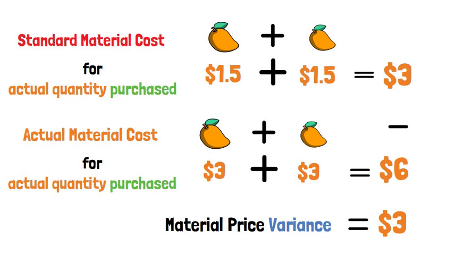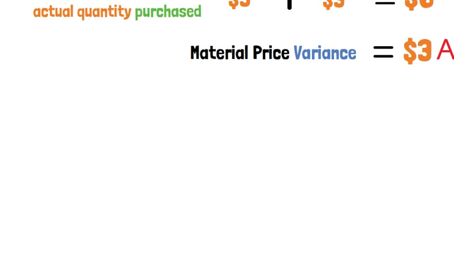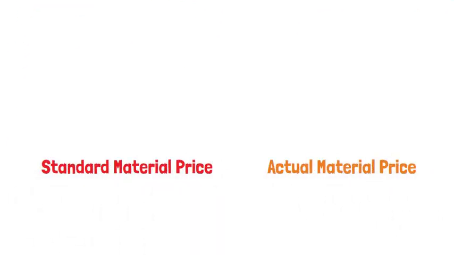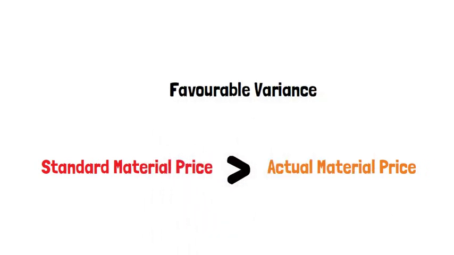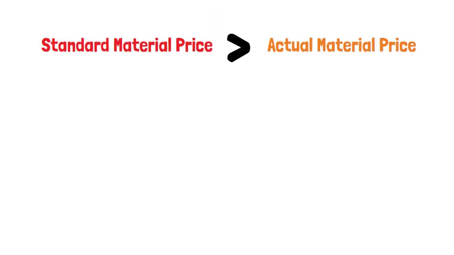Here the actual material price is higher than the standard material price, and it shows the adverse condition in the market. Therefore, we call it an adverse variance, and it is denoted by the letter A. A stands for adverse. By the way, sometimes the actual price could be cheaper than the standard price. In that case, the material price variance would be a favorable variance and denoted by F. F stands for favorable.